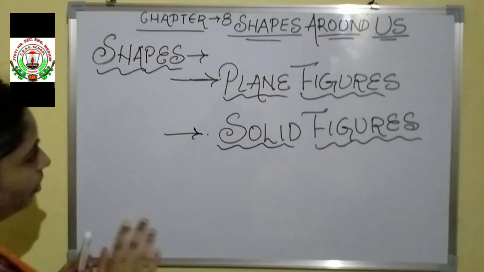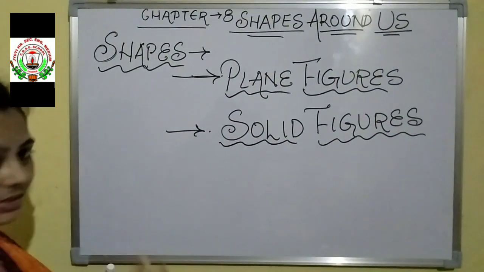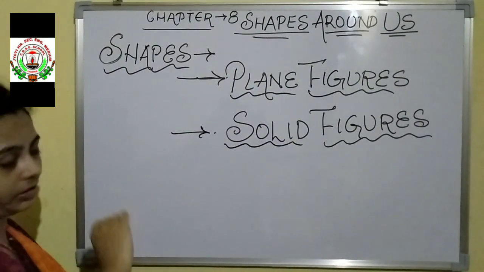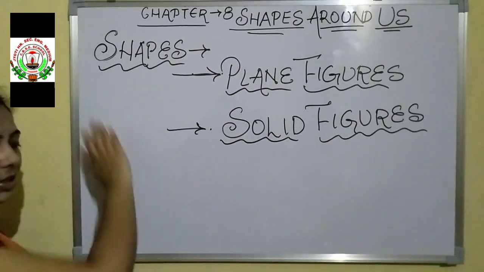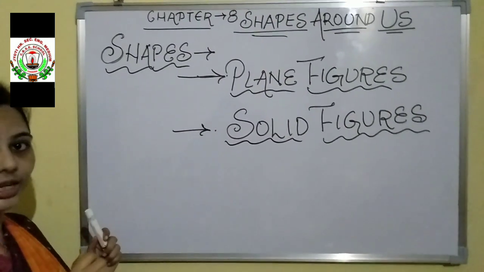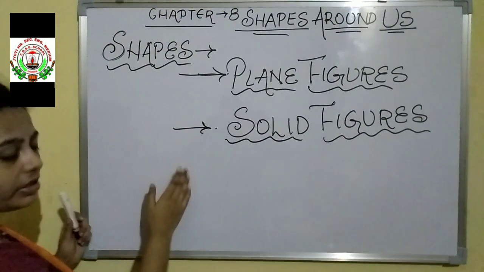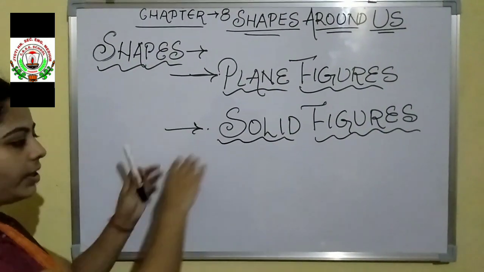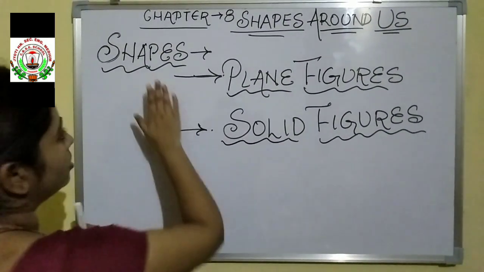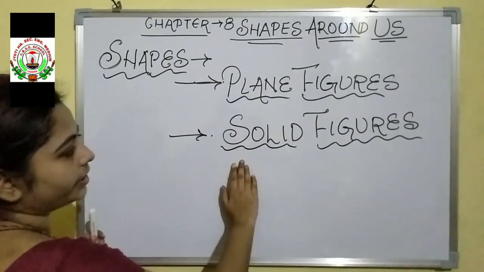So children, you have seen the different types of line. So now coming to our basic concept, that is shapes around us. Shapes, okay. Shapes are the various types of figures which you are seeing around you. By using these forms of line, vertical, horizontal, straight, curve, the shapes can be drawn. So shapes are basically of two types. First is plane figure and second is solid figure.